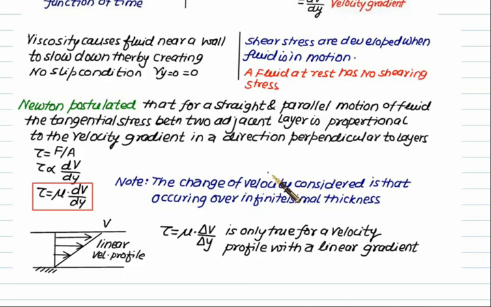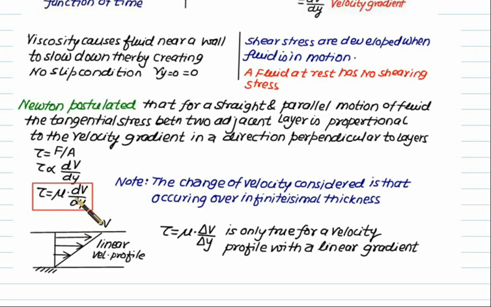Based on velocity gradient, Newton has postulated that for a straight and parallel motion of a fluid, the tangential stress, which is force upon area between two adjacent layers, is proportional to the velocity gradient in a direction perpendicular to layers. So shear stress, which is defined as force upon area, is directly proportional to the velocity gradient. So we have a constant of proportionality equal to mu. So we have tau is equal to mu into dv by dy. Here mu is called the dynamic viscosity, or simply viscosity, or absolute viscosity.